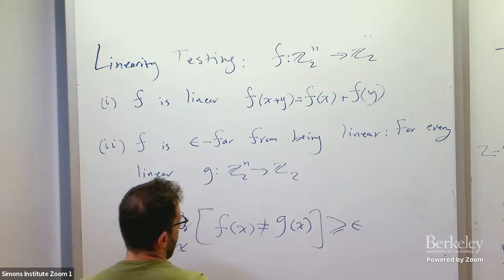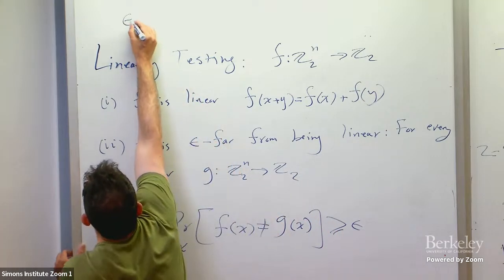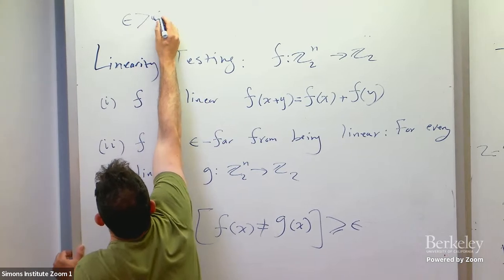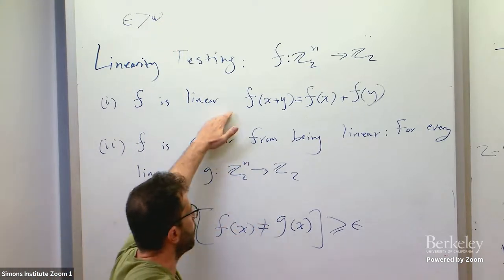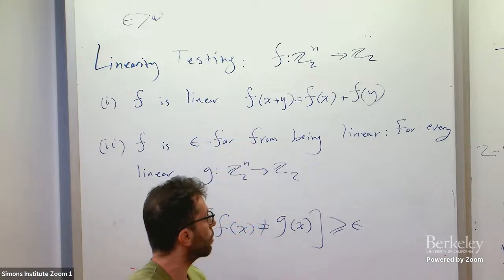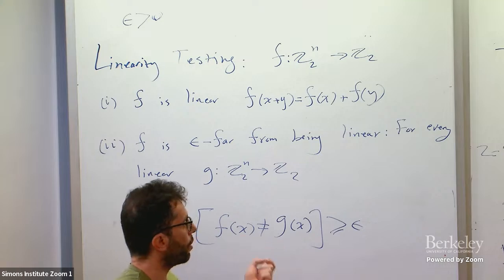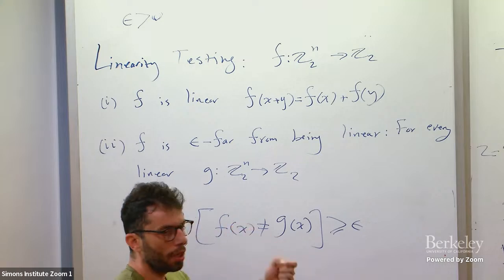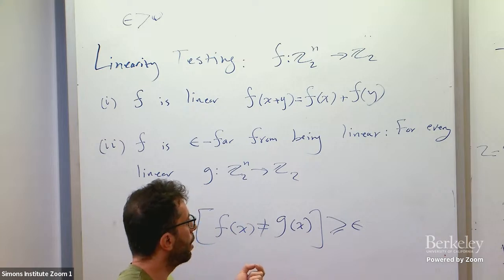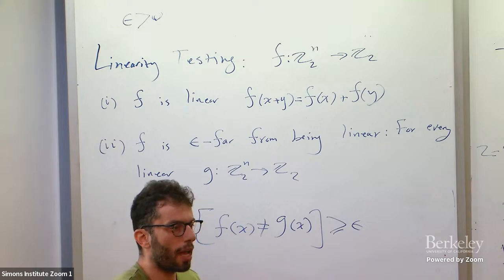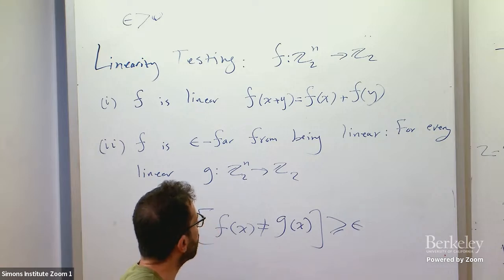Okay, so this epsilon is some parameter, just strictly larger than 0. Of course, if you want to just tell the difference between linear and nonlinear, we really have to look at the function on every point, because you can take a linear function and just modify it on one point, and then it won't be linear.